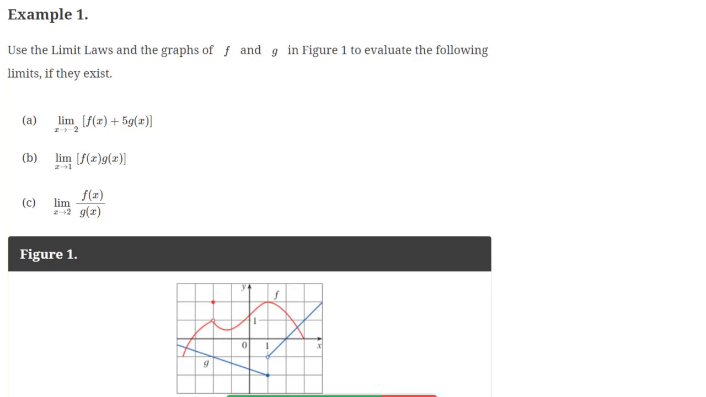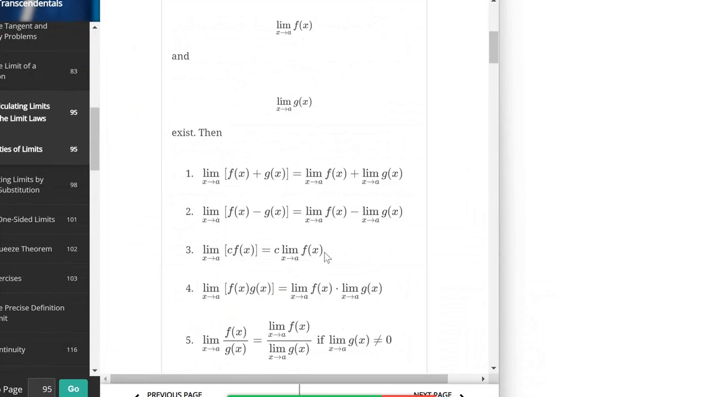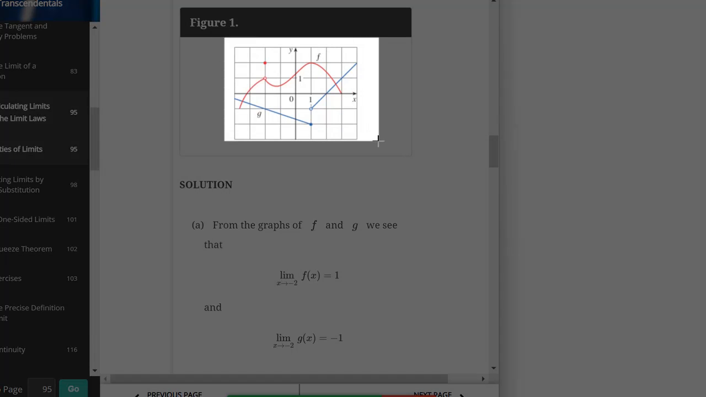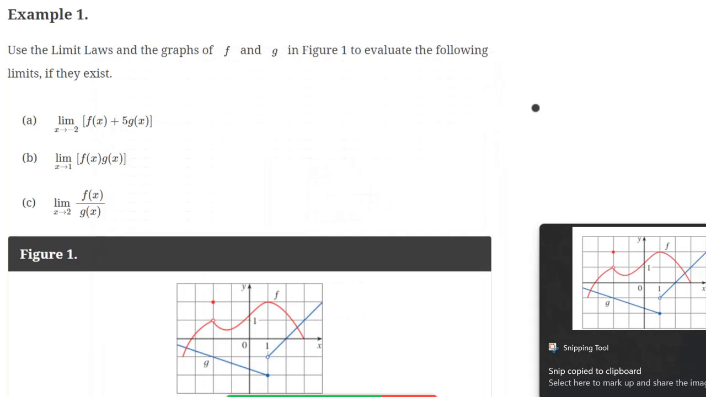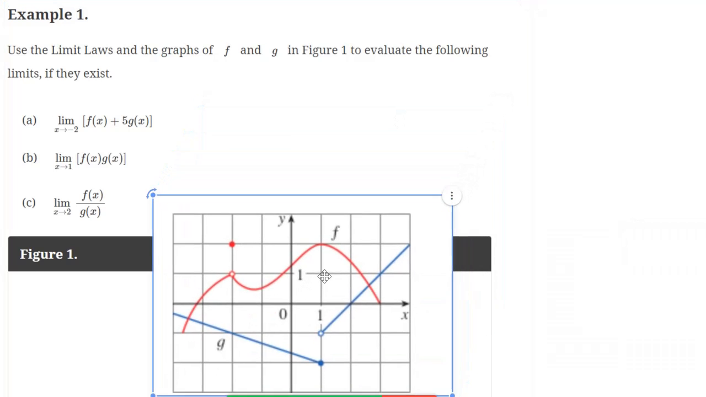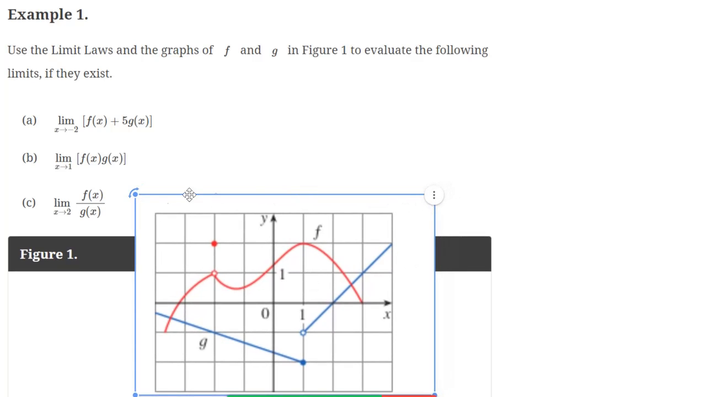So, all right, so let's look at a problem first. Actually, I'm going to see if I can get that graph just a little bigger. There we go. Much better graph.